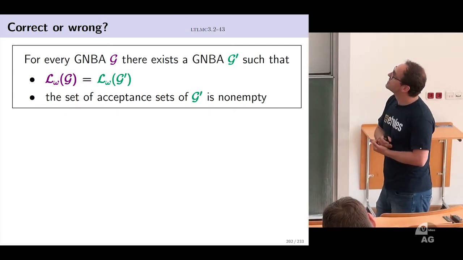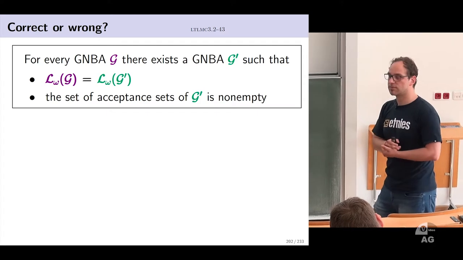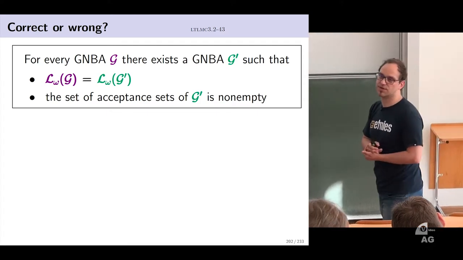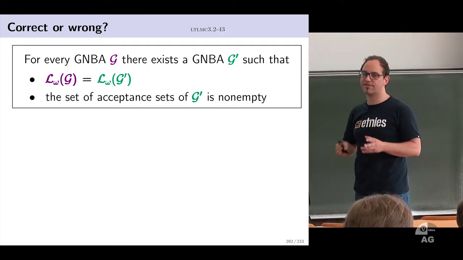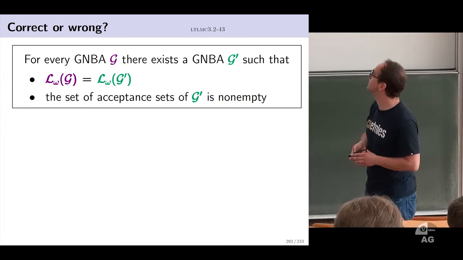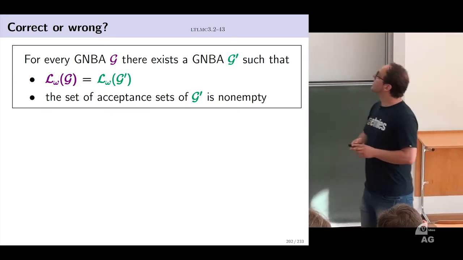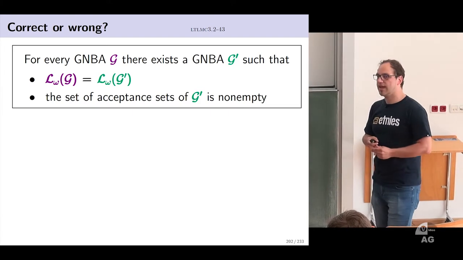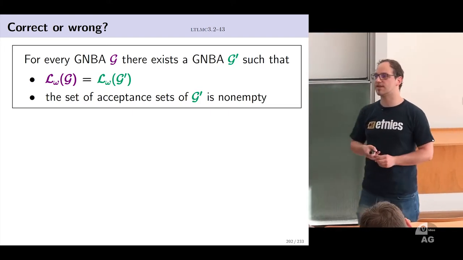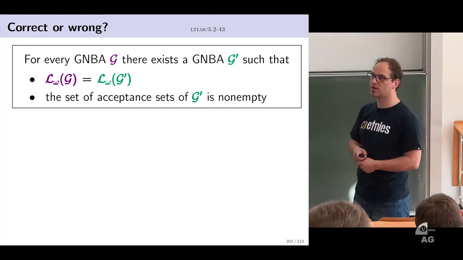Now, suppose we have a GNBA with an empty acceptance condition. So no set of accepting states. It just happens to be like that. Do you think there is always a GNBA that has a non-empty set of accepting states that recognizes the same language?